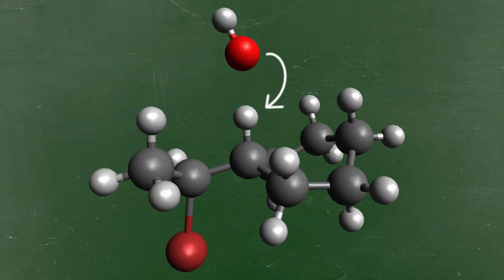Well, the lone pair on our base comes in and removes a proton from the tertiary carbon center. And as this proton leaves, the electrons from that carbon-hydrogen bond move over, forming a carbon-carbon double bond, and the bromine gets kicked out. But this isn't the answer that the student came up with.